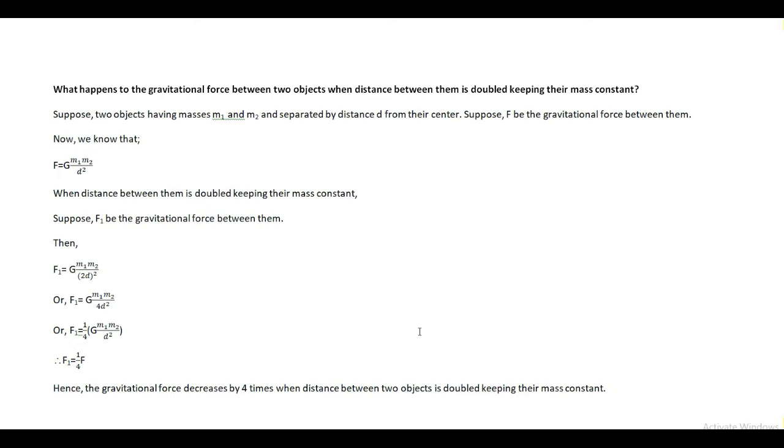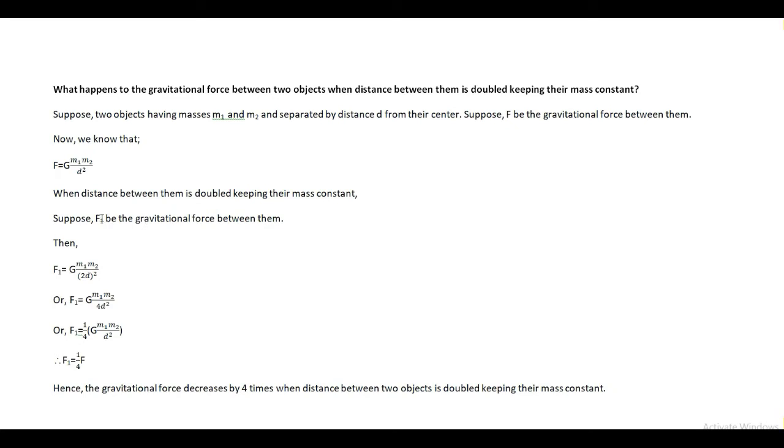Let's see analytically. First of all, suppose two objects have masses m1 and m2 and are separated by distance d from their centers, and suppose F is the gravitational force between them. Now we know that the formula of the gravitational force is F equals G m1 into m2 by d square. Now according to the question, when the distance between them is doubled, keeping the mass constant, then definitely there is a change in gravitational force.